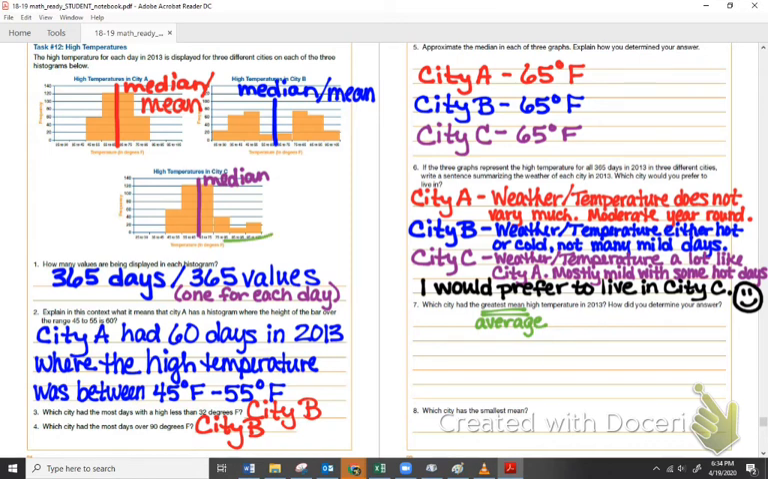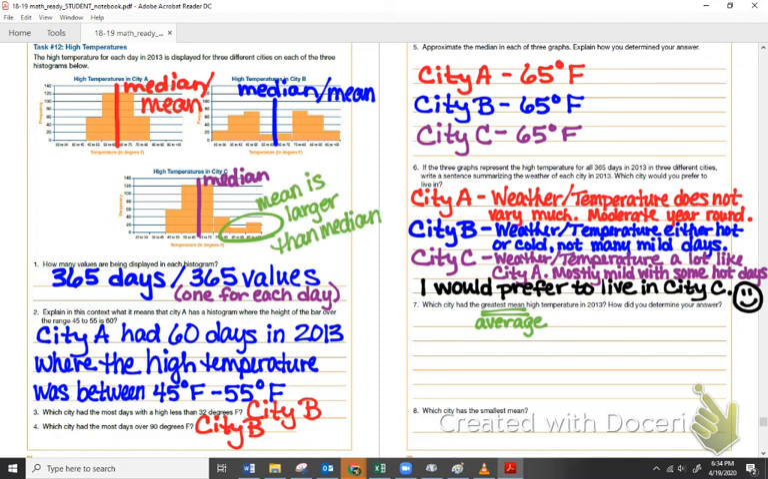One of the things that I noticed is that in City C, there are days when the temperature got fairly hot. This is said to be a tail, and it's on the upper end on the right-hand side. And we would say that this data is skewed to the right. That's where that tail is over there. And when a distribution is skewed to the right, when it has a tail off to the right, this is going to pull the mean up higher than the median.